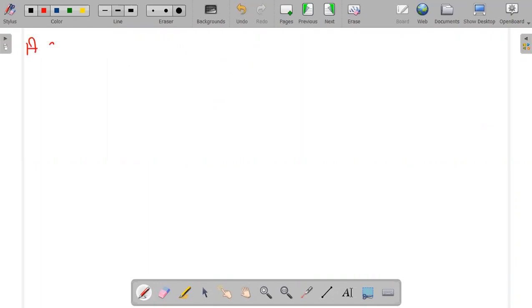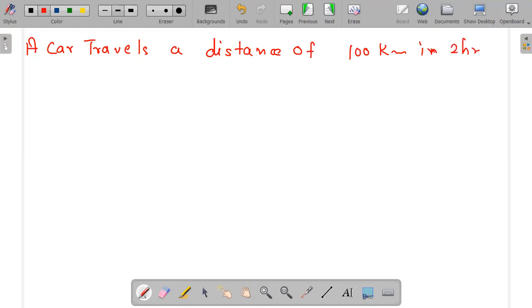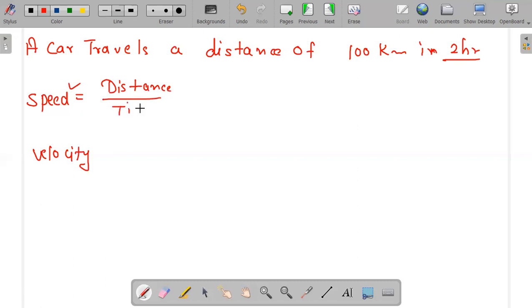A car travels a distance of 100 kilometer in 2 hours. Now you have to find speed and velocity. First of all, in this question you cannot find velocity, you can find speed. Why can you find speed? Because direction is not given to me. What is the formula of speed? The formula of speed is distance upon time.